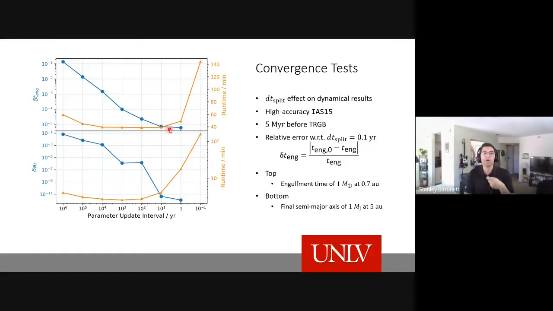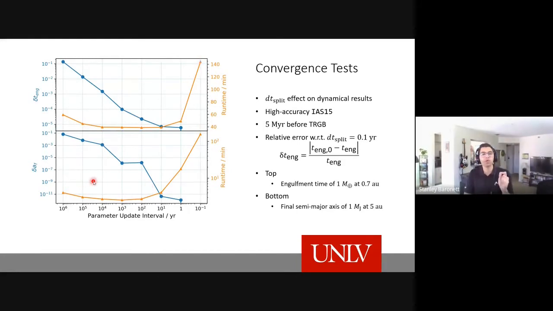Because it's having to compute and interpolate these values more frequently, you get this diminishing returns effect. At some point, you will get more accurate answers, but the amount you gain in accuracy is outweighed by how much more runtime it adds to the simulation. Same thing with the bottom plot.